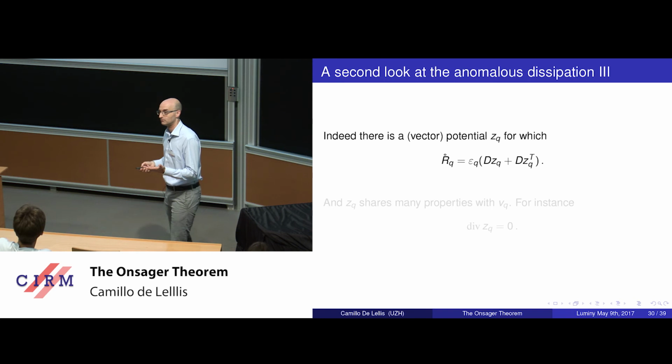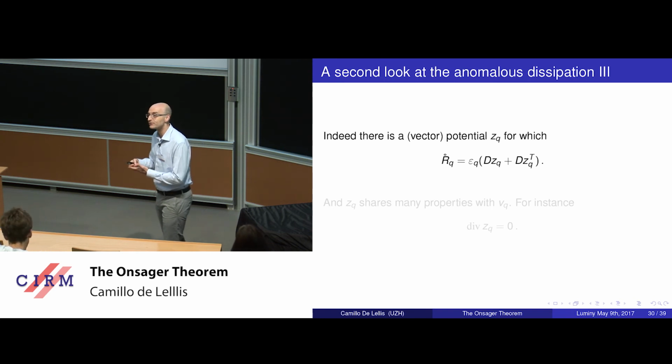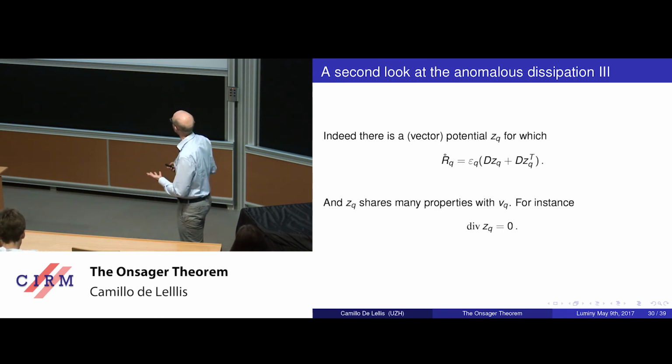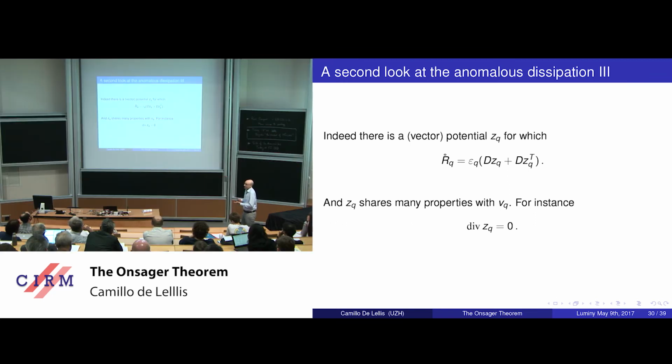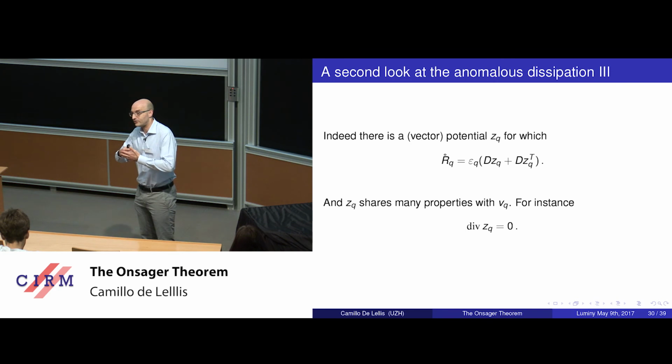vector potential. And the vector potential has a lot of structural conditions which are similar to the velocity. For instance, it's divergence free. It has the same estimates. It kind of has the same Fourier energy spectrum. So there are a lot of things which are similar to VQ. But of course, it's not VQ.